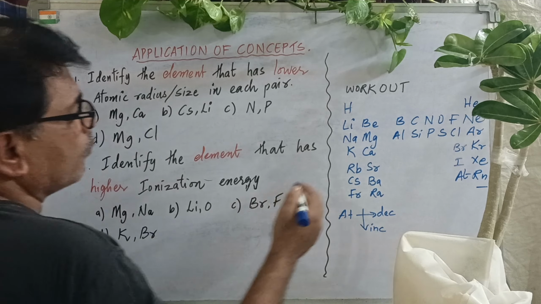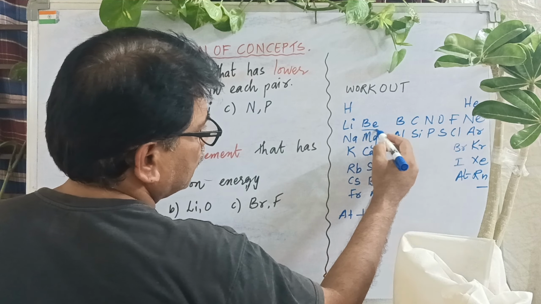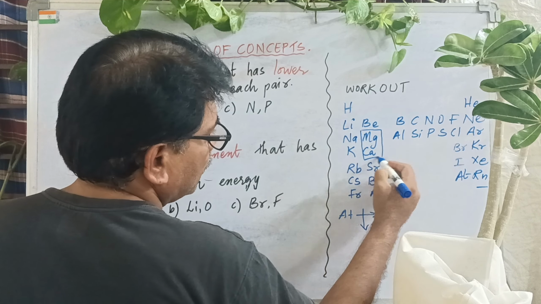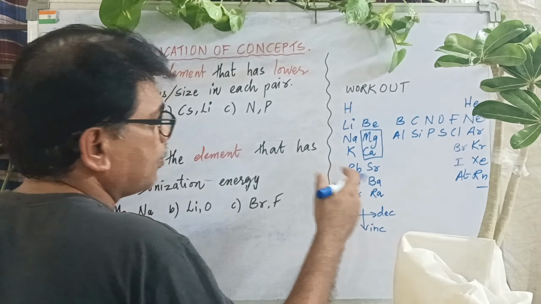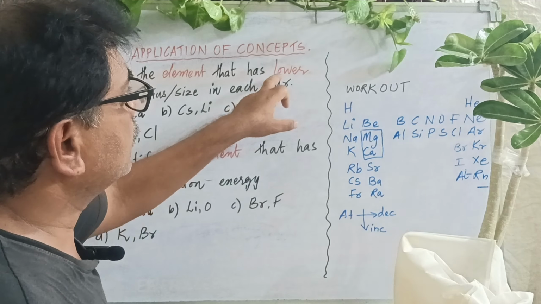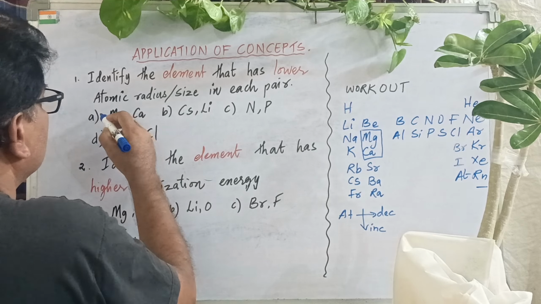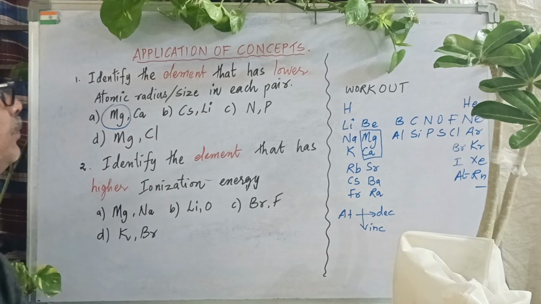Magnesium and calcium. Where is magnesium and calcium? Here. Magnesium and calcium are here. So when you move like this, atomic size decreases. When you move down, atomic size increases. But the question is lower atomic size. Therefore, my answer is magnesium.